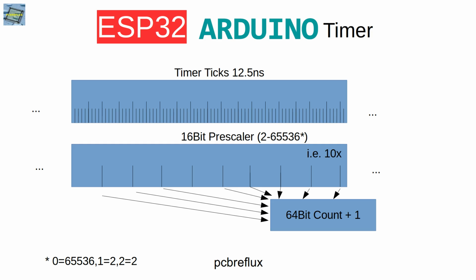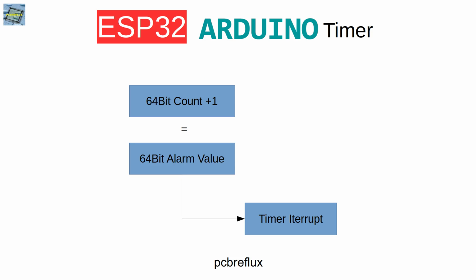So if you have, for example, a prescaler of 10, you only count every 125 nanoseconds. And if you also set the alarm register values, then the timer can count up to the value of the alarm register, or down. If the two registers are equal, then a timer interrupt is thrown. And on the interrupt, you can also call your own function.